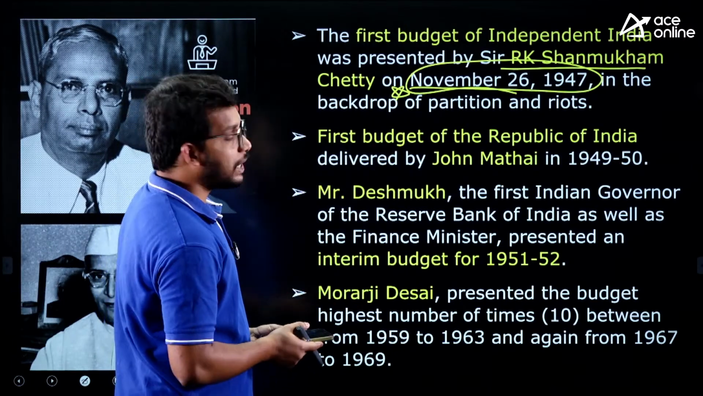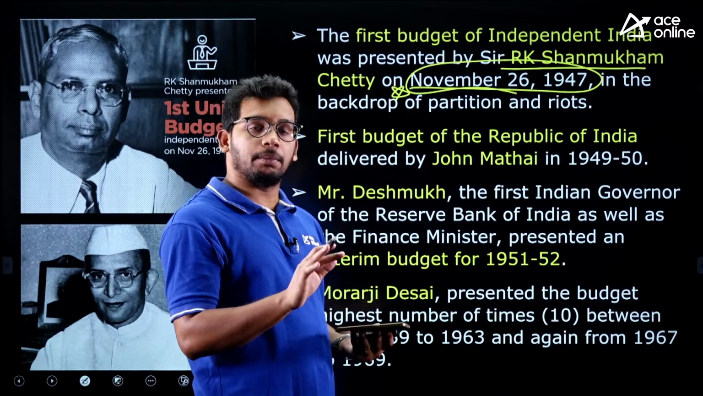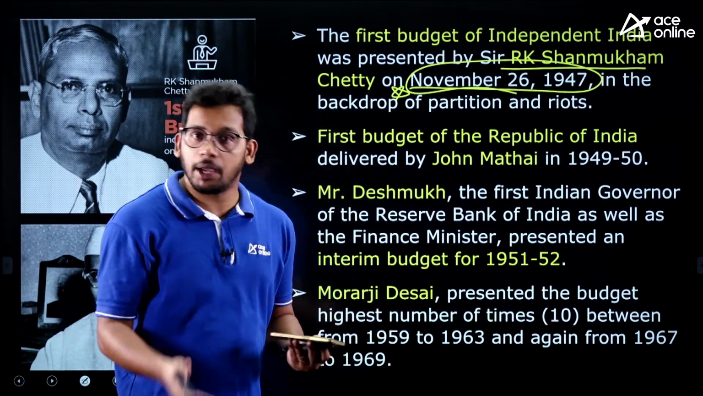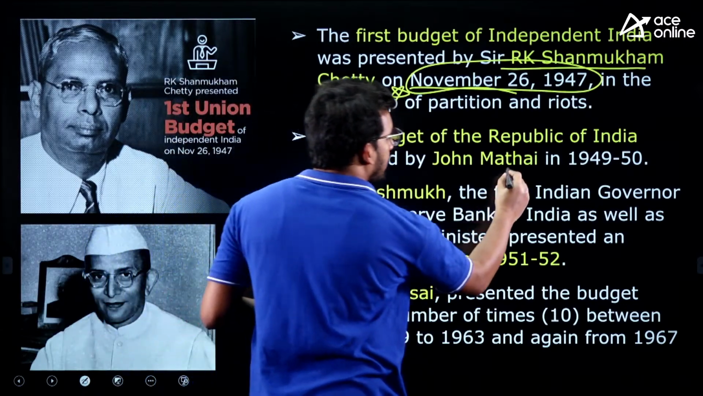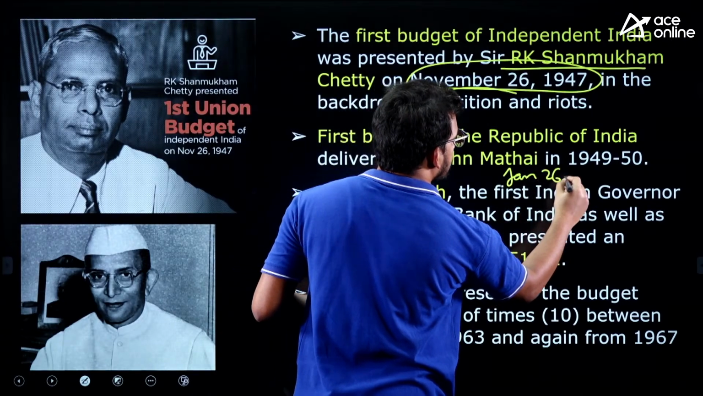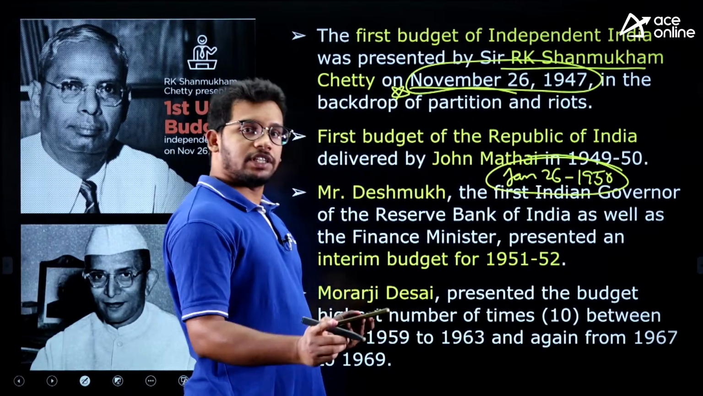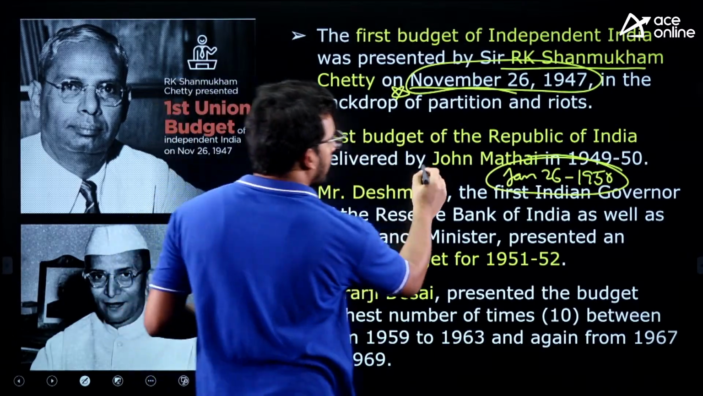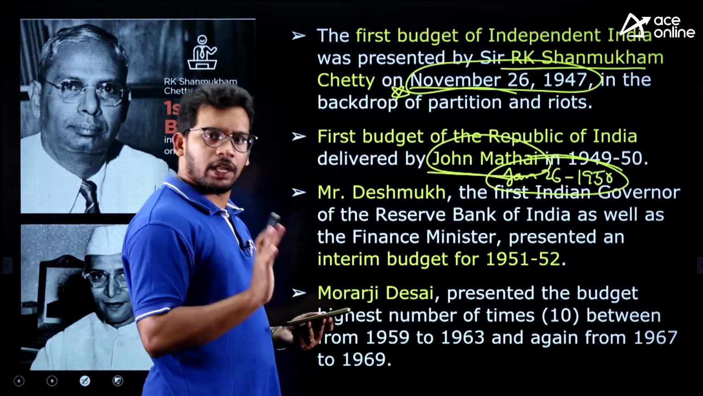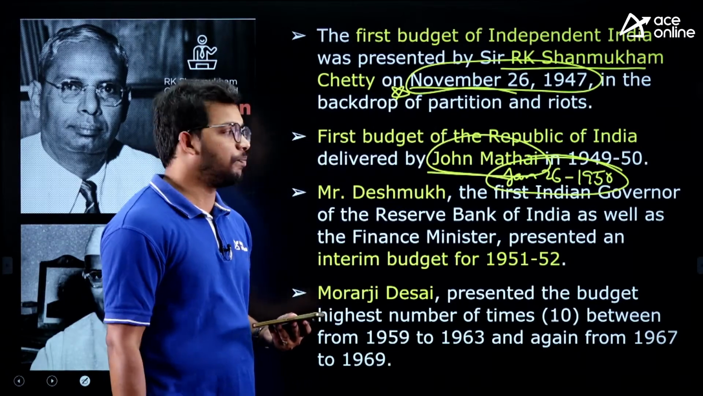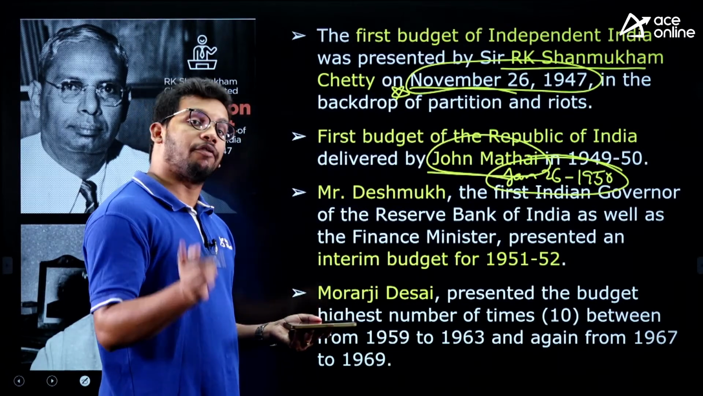Now, the first budget of the Republic of India. Republic means after the Constitution came into the picture. Our Constitution came into the picture on January 26, 1950. Right? So the first Republic budget was put forward by John Mathai. All the names are very, very important. They will ask you in the exam. John Mathai was the first one of Republic India.